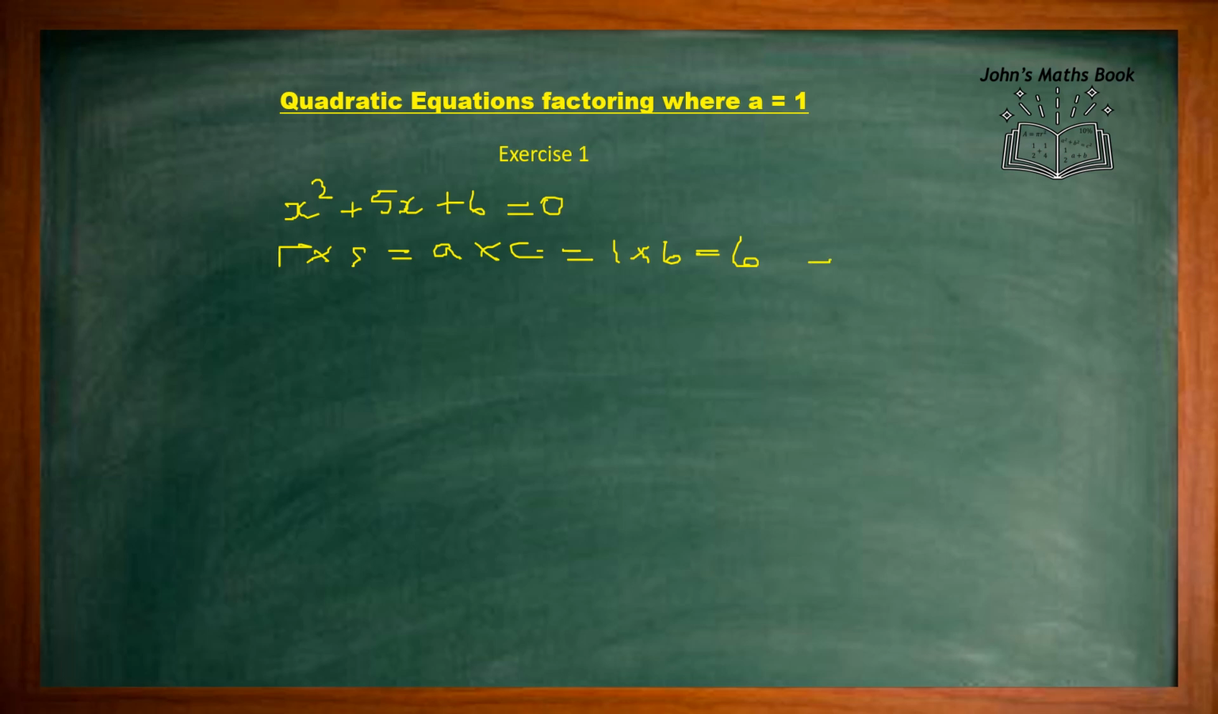We can take minus 1 and minus 6. That gives 6. But minus 1 plus minus 6 gives us minus 7. So that won't work. If we have 2 multiplied by 3, that also gives us 6. And 2 plus 3 equals 5. So that satisfies r plus s equals 5, which is 2 plus 3.